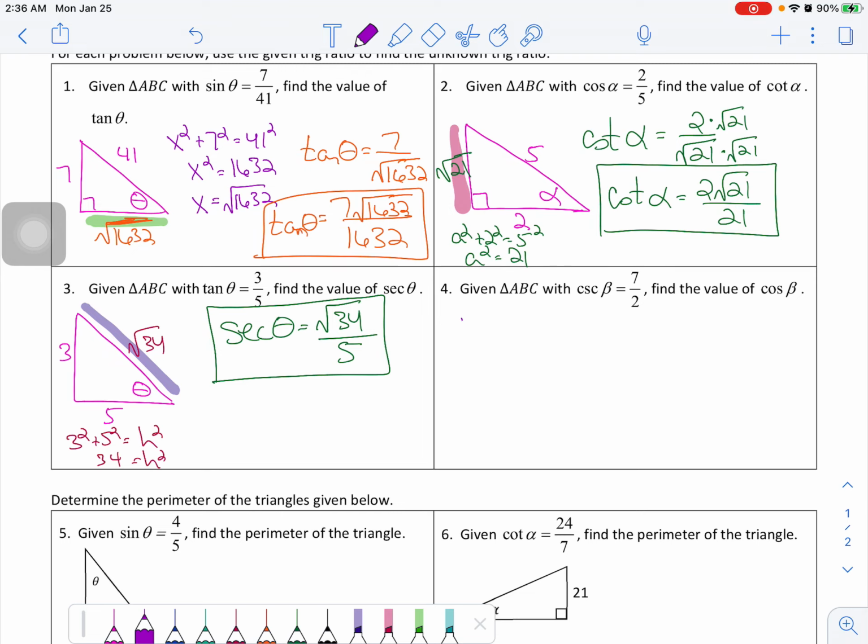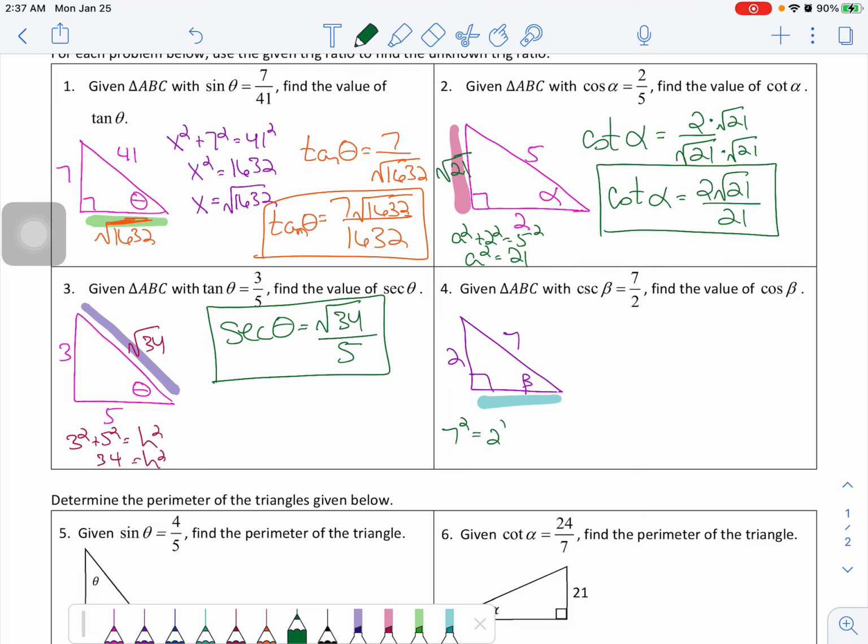Last one in this set. So let's see. Given triangle ABC, in this case we have beta, so we have cosecant of beta. Cosecant of beta would be the reciprocal to sine. So that would be hypotenuse over opposite. Find the value of cosine of beta. So I do need this adjacent side.